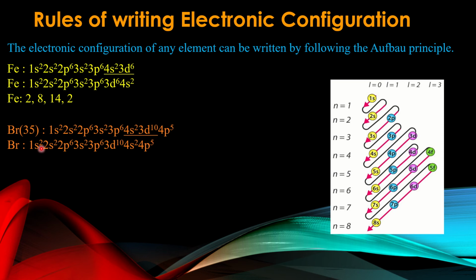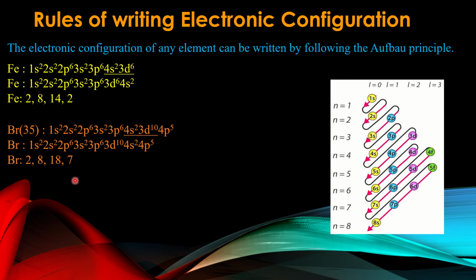And the electrons of the different shells: on the first shell there are 2 electrons, second 2 and 6, 8, third shell 2, 6, 10, 18, and on the fourth shell there are 7 electrons. So 2, 8, 18, 7. This is the electronic configuration of bromine.